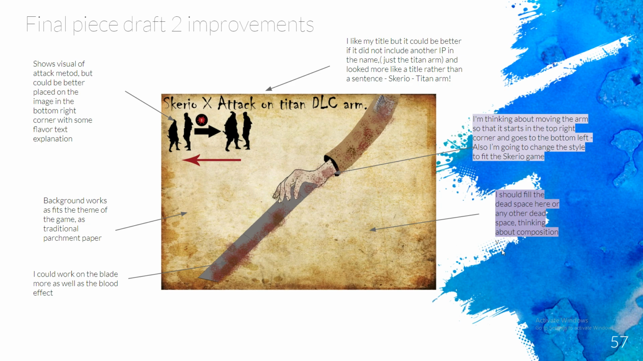Look real rather than a sentence. I think about moving the arm so that it starts at the top right corner and goes to the bottom left. I'm also going to change the style to fit the Seiko game. I should also fill in any dead space, and I like the background for the game. Could work more on the blade as it doesn't look too good.